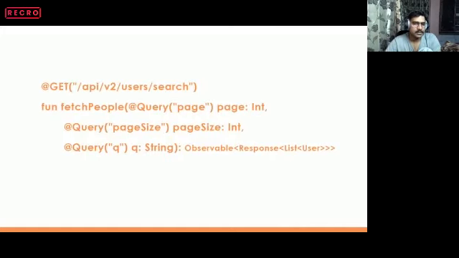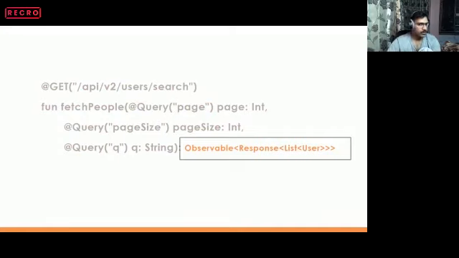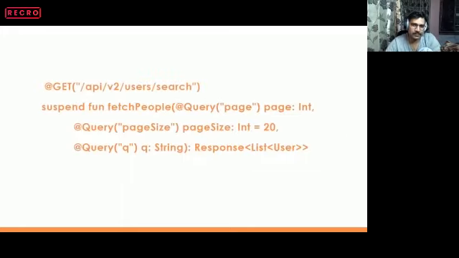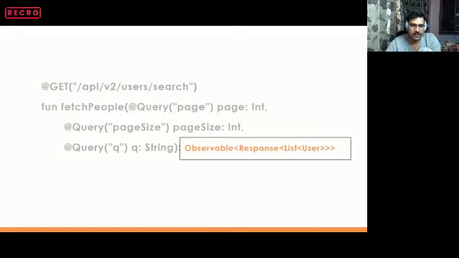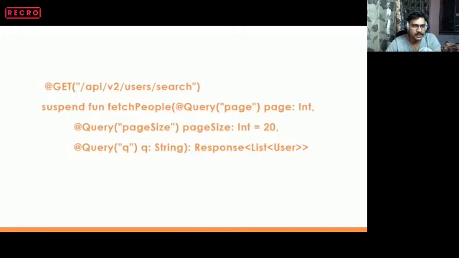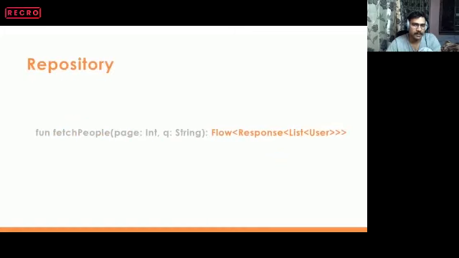So consider this API call. We have a fetch people API call, correct, which takes 3 parameters as query params. One is a page size query, and if you see the return statement, it is an observable response and it returns a list of users, right? So no rocket science, it's for RxJava. Now you need to convert that. First you need to add the suspend keyword there, and you need to also remove the observable which we had. Now it would just return the response and list of users, correct?